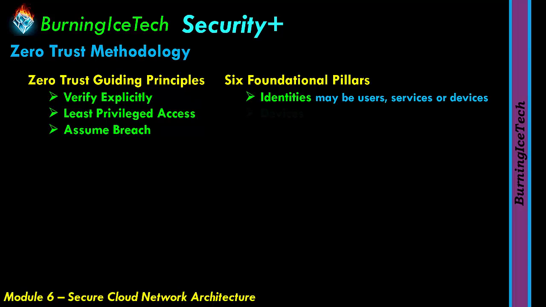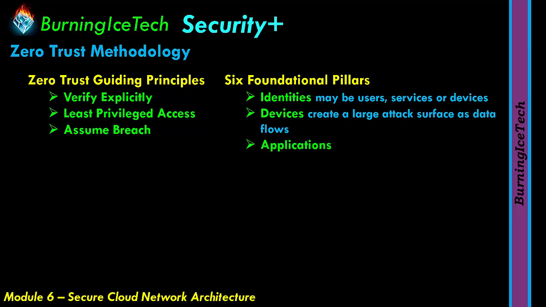Another pillar would be devices, mind you. So devices, they create a large attack surface as data flows. So you need to make sure that you go and secure these devices. Something to keep in mind. A third one would be the actual applications you and these users use. So applications are the way the data is consumed. Of course it is. The fourth pillar, folks, is the actual data itself, mind you.